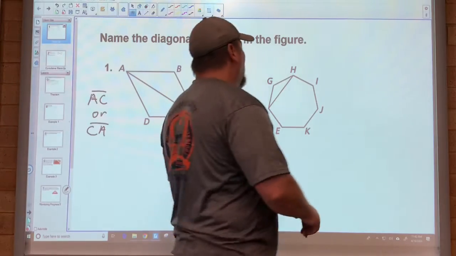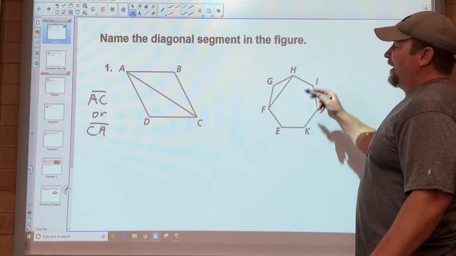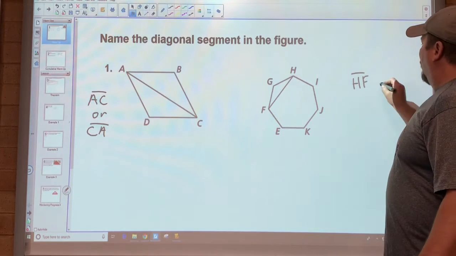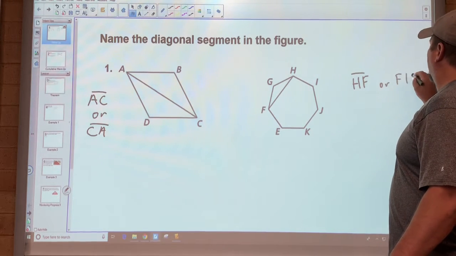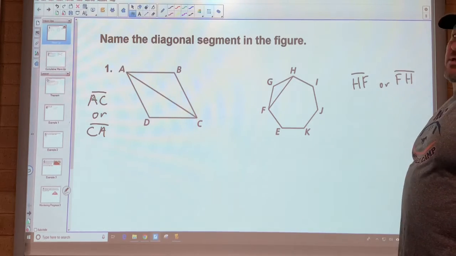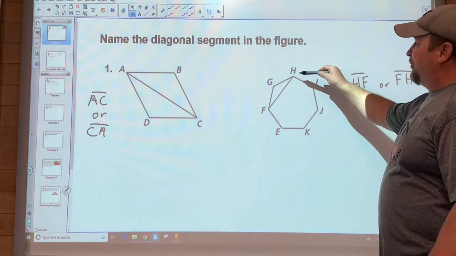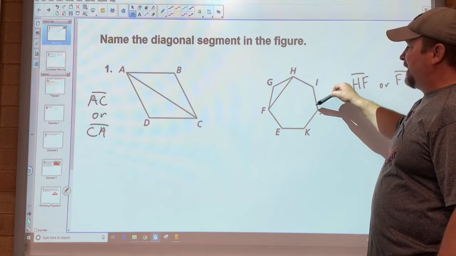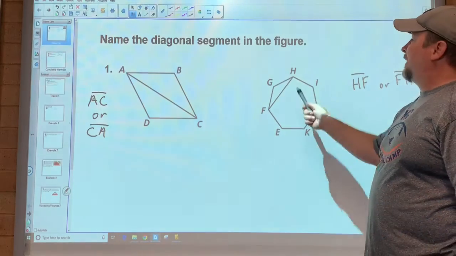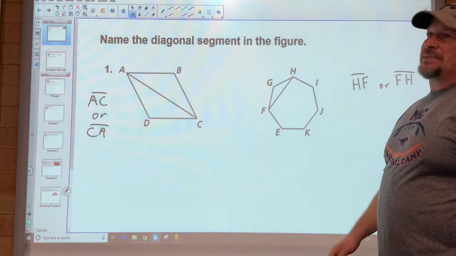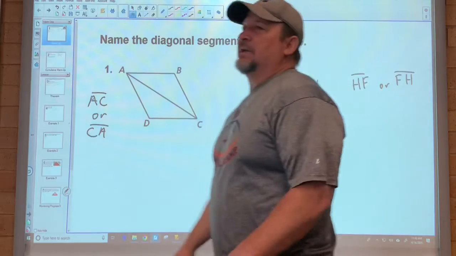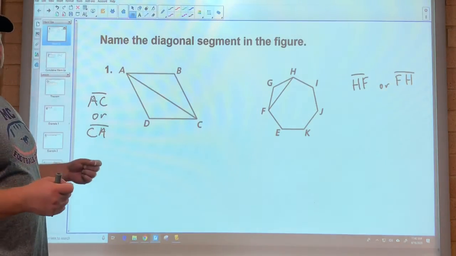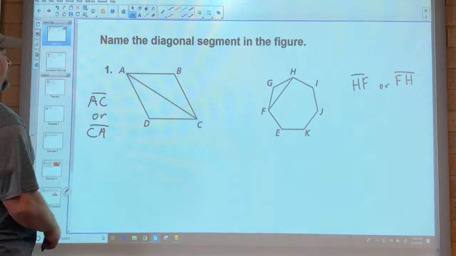On this figure, the diagonal that's shown right now is HF, or could be FH. And there are lots of diagonals on this problem. A diagonal could be drawn in from H to E, H to K, H to J. But a diagonal could not be drawn in from H to I because you're not skipping a vertex. To get a diagonal, you have to connect two vertices by skipping one vertex. That's probably the best way to say it.